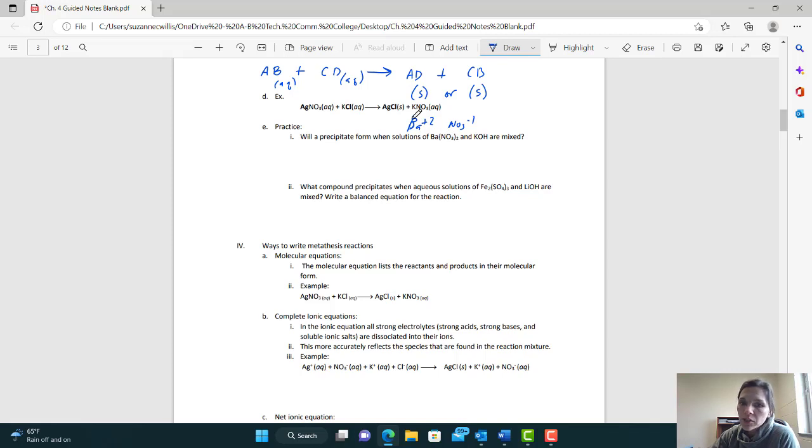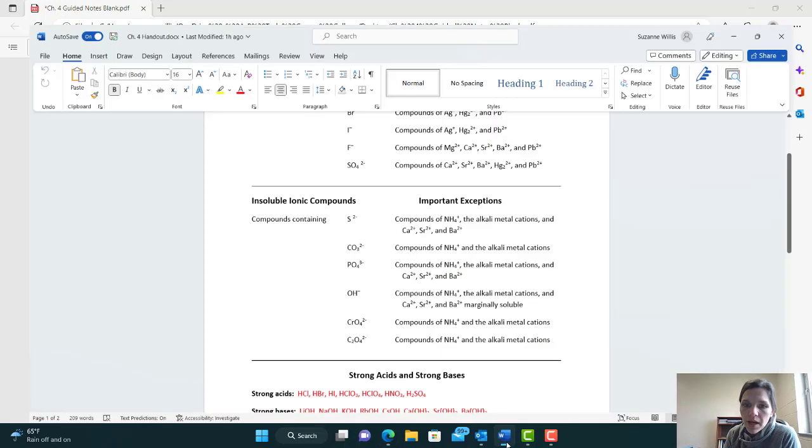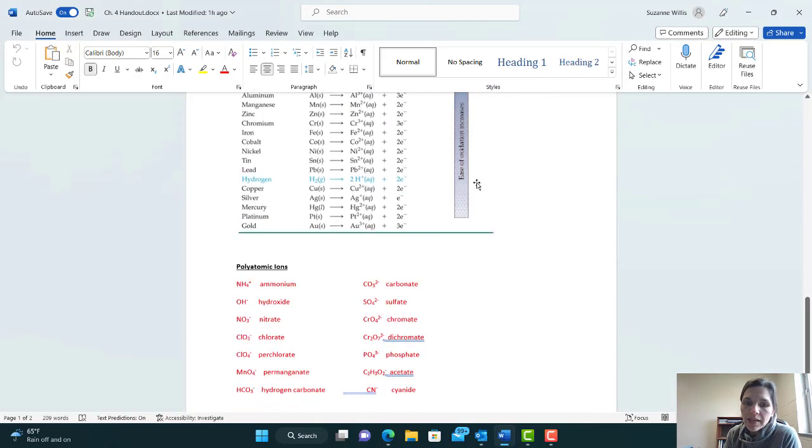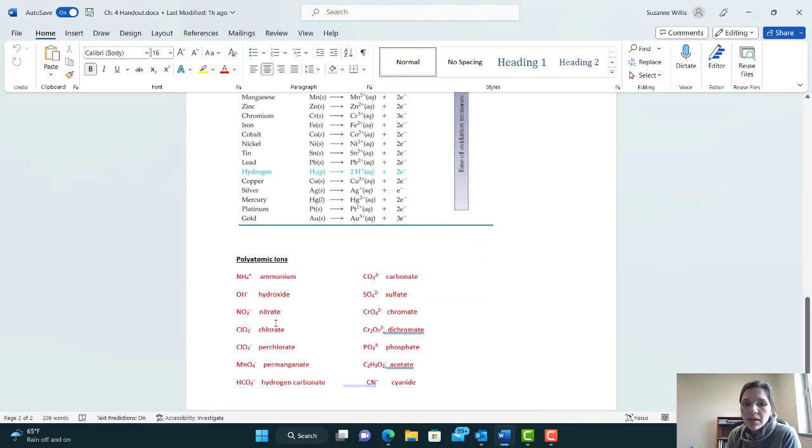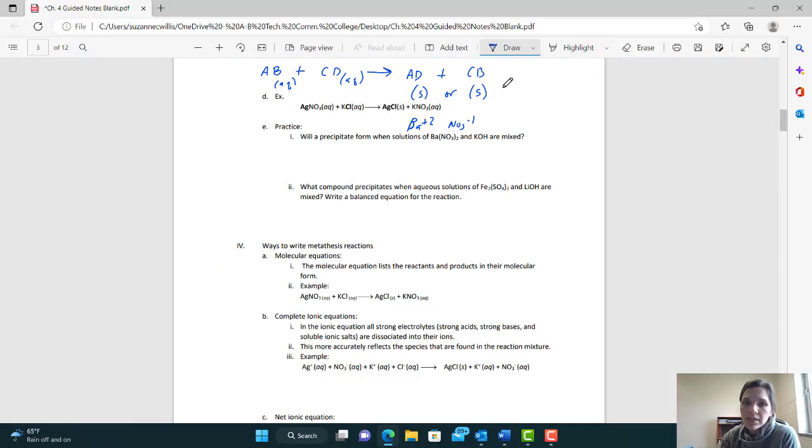I just want to know their correct charge. Ba plus 2, nitrate NO3 minus 1. On that handout, I put the polyatomics so that you could have them handy for yourself, but they are in red because you do need to memorize them. So here are the polyatomic ions, and you can have them handy, but do start memorizing them as you're working. And then here, K is a plus 1, and hydroxide is a minus 1.